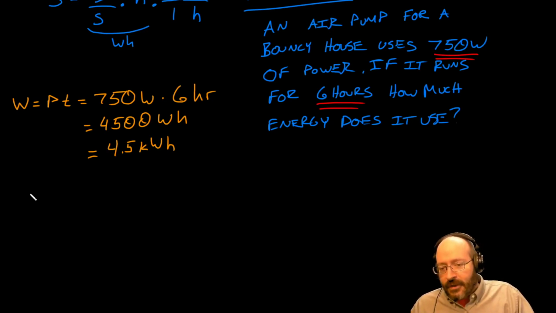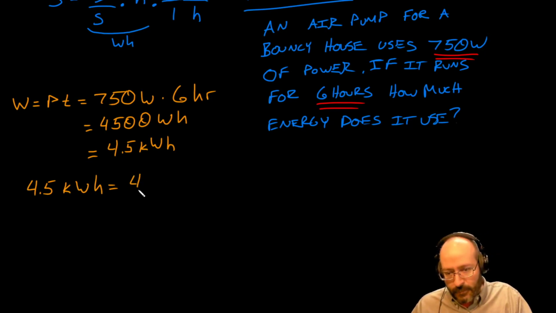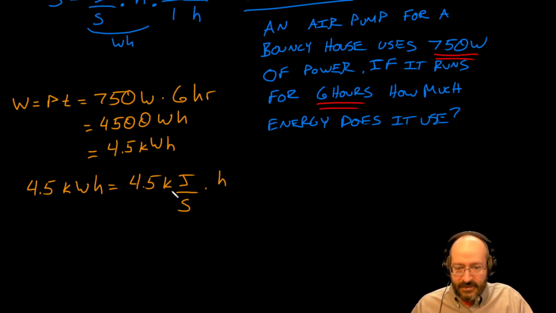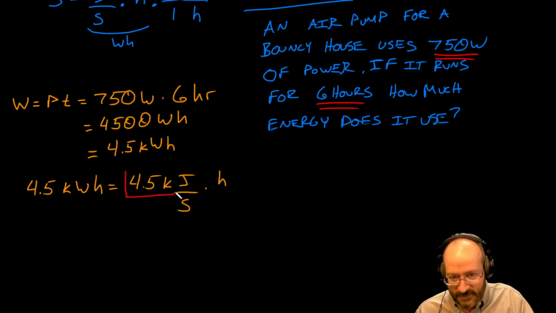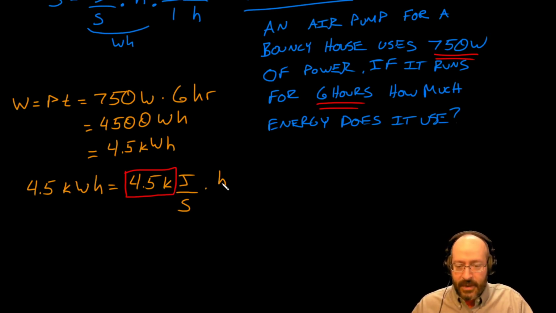Okay, so if we're starting with 4.5 kilowatt hours, we have to think about that alternate unit for watts, because watts is joules per second, right? So 4.5 kilojoules per second times hours, and we want to get rid of as much of this stuff. 4.5, the K is part of the number. I really want you to start thinking about that. That is 4,500, just like it was up here. I'm going to treat that as part of the number. And I want to get rid of this mismatch between hours and seconds.